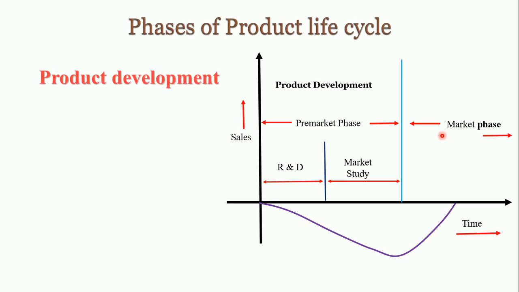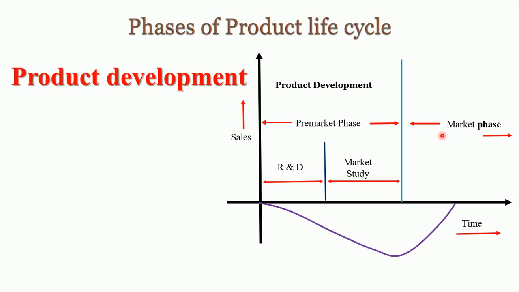First is the product development or early product planning phase. Here the graph shows sales versus time. The first stage is the product development phase of a given product. Generally this phase is also called the pre-market phase. The overall product life cycle consists of 2 phases: first the pre-market phase, and second the market phase.